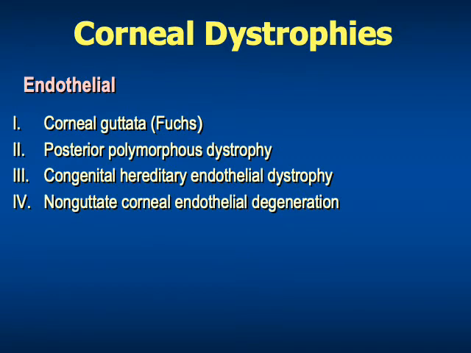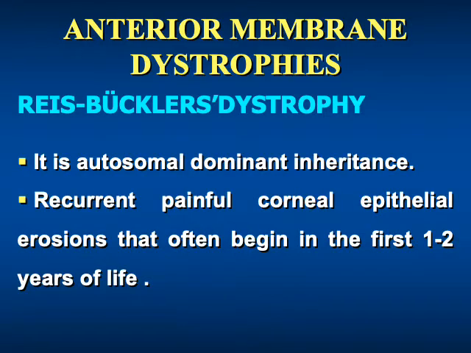As for endothelial corneal dystrophies, the most important one is Fuchs dystrophy, which is called cornea guttata, posterior polymorphous dystrophy, congenital hereditary endothelial dystrophy, and non-guttata corneal endothelial degeneration. We start one by one in these corneal dystrophies.